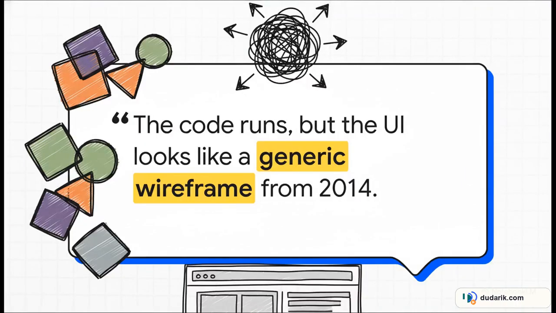Let's just start with a problem that I think we've all felt. You get the code, it runs, but the UI itself just feels, well, kind of uninspired, right? You've got elements overlapping, a color palette that feels totally random, and a layout that just screams generic wireframe.